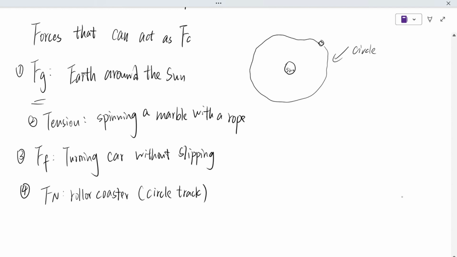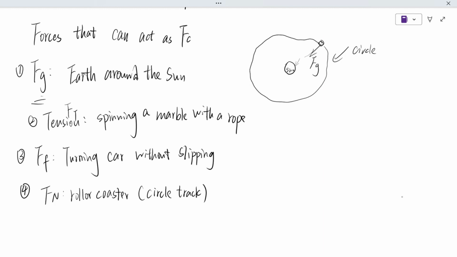The only force that acts between the Sun and the Earth is the gravitational force, and it is pointing towards the center, which is the Sun. So the Fg is a centripetal force. Fg can be the centripetal force. That's one. The second thing is tension, which is Ft.